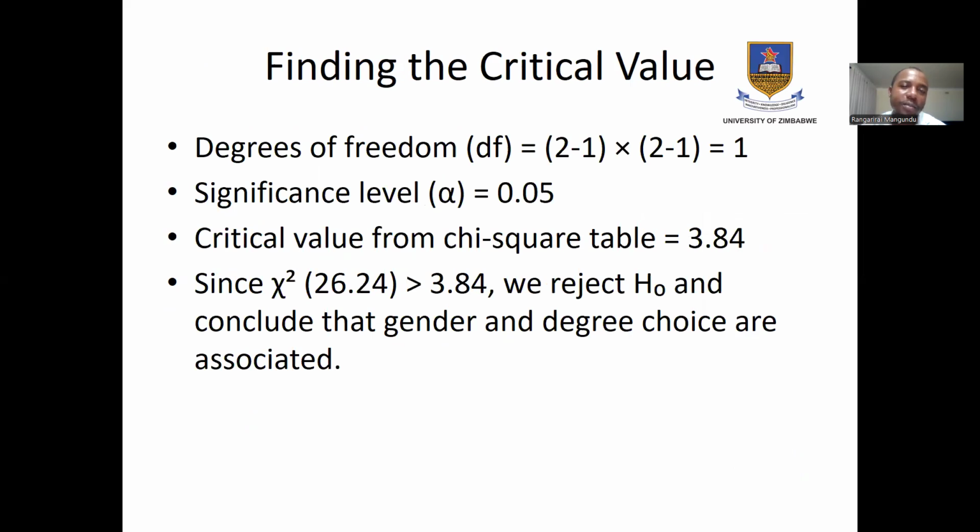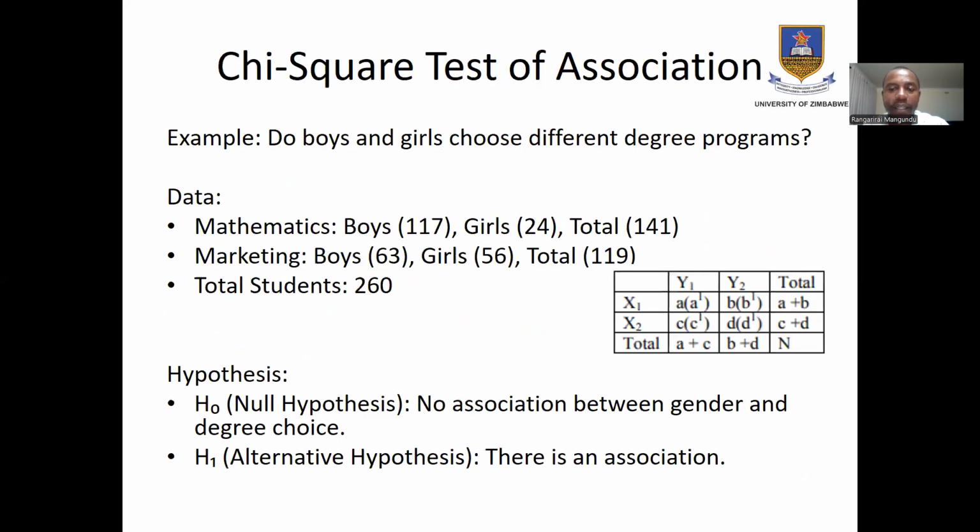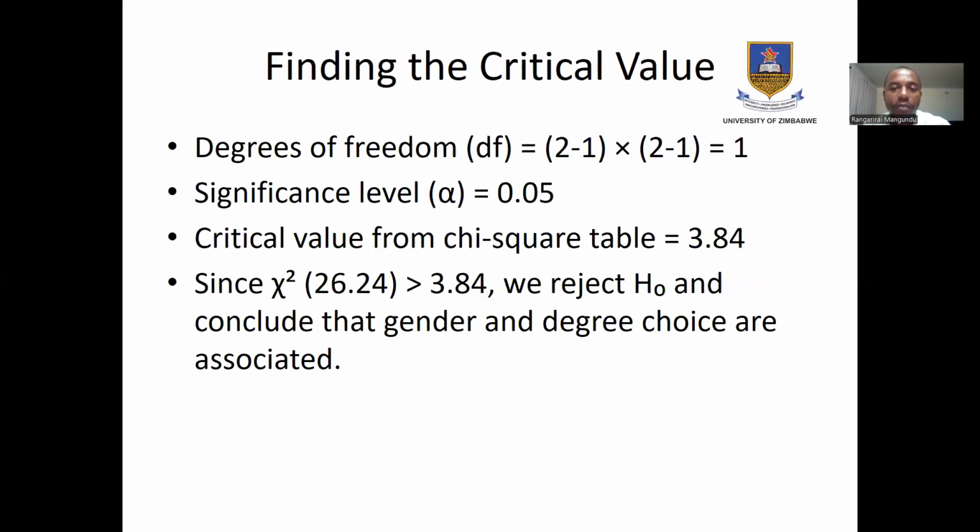Remember earlier in the lecture, I talked about finding the critical value and finding the degrees of freedom. We have rows and columns. Remember, with our variables, we have 2 rows and 2 columns. Let me just come back slightly to the contingency table. You could see that we've got 2 rows and 2 columns. And 2 minus 1, this is for the test of association. The formula that we use for degrees of freedom is rows minus 1 times columns minus 1. We get an answer of 1.